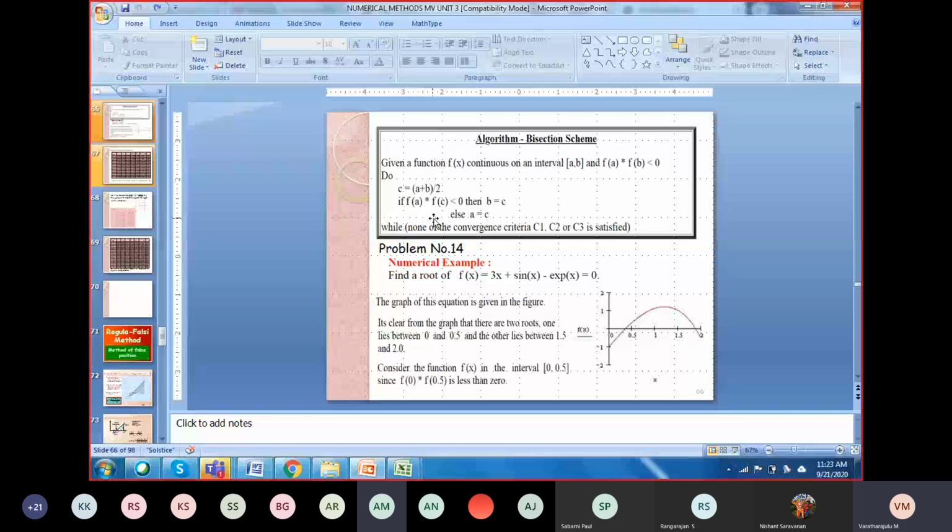Is it clear? Sai Ganesh, Samar Pratap, the bisection method is clear? Yes, sir.